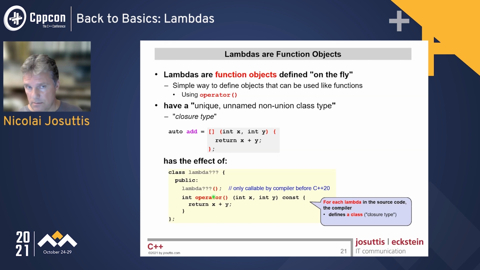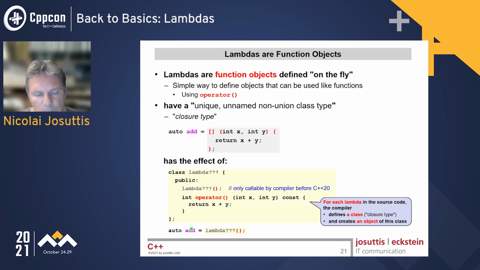That's not all. The compiler creates this type and creates an object of this type. So where we have the expression, where we define the lambda, we create an object of this type. And that object is here then used to initialize it.